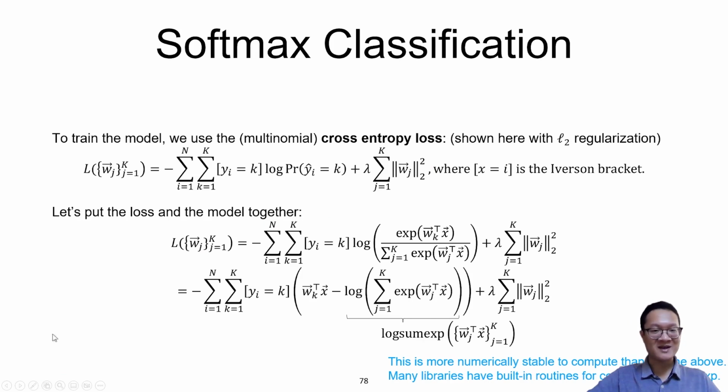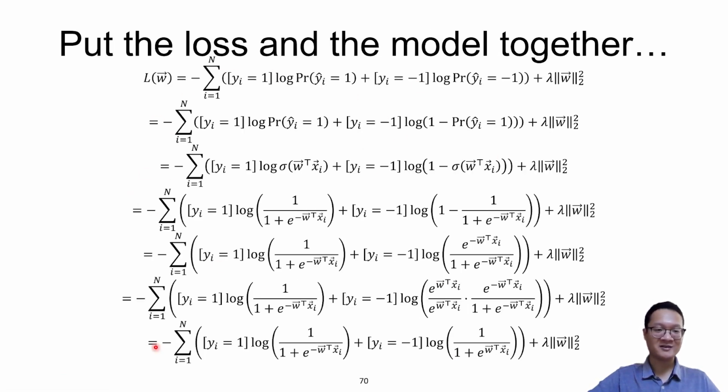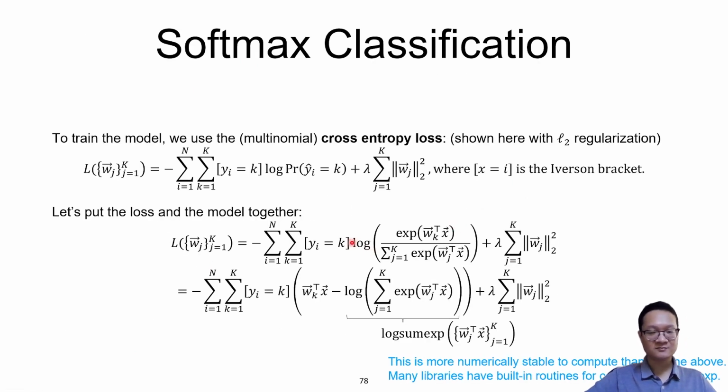So now doing the same exercise as what we did here, but I'm going to skip most of the steps. Basically, we write down the loss function, we do the same kind of simplification, and the end result will be something that looks like this. It will just be negative sum over data points, sum over classes of indicator yi equals k, and then you have this wk transpose x term minus log of sum of exponentials.